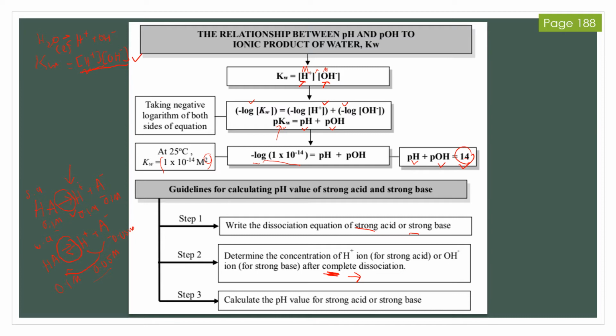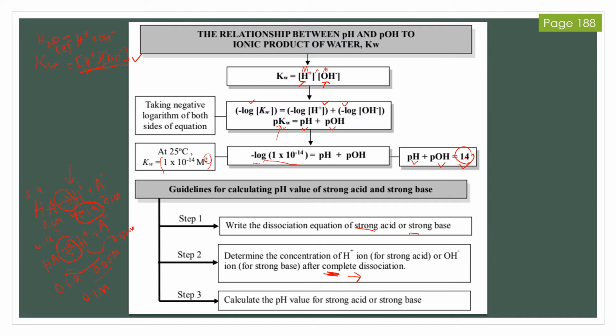Kita akan tengok the step 3, calculate the pH value for the strong acid and the strong base. Kalau awak nak calculate the pH value for the strong acid, sebab based on the equation yang kita dah bagi atas ni, kita dah dapat tahu dah, the concentration of the hydrogen plus adalah 0.1 molar. So, refer pada equation of the pH.